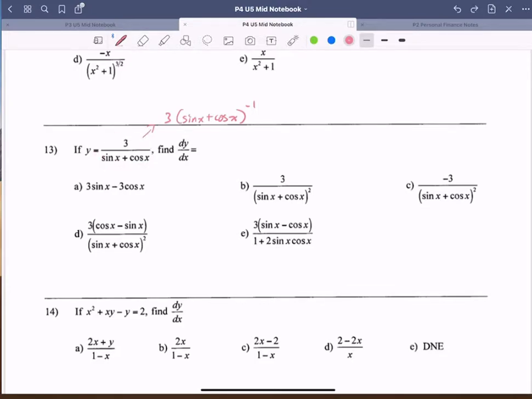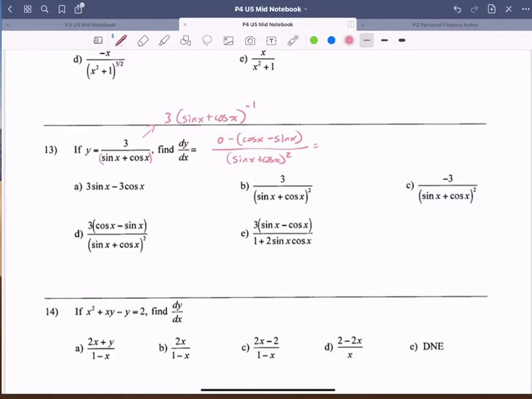Because it's a fraction, because we have a binomial in the denominator, I'm going to use the quotient rule. So I first take the derivative of the numerator, which is 0, and then I don't even have to write the denominator because it's just going to be 0. Then I go minus, and I take the derivative of the denominator. Derivative of sine is cosine x, and the derivative of cosine is negative sine x. And then the denominator gets squared, so it's going to be (sine x plus cosine x) squared.